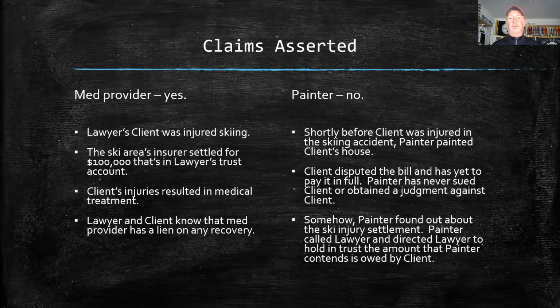So shortly before a client was injured in the skiing accident, painter painted client's house. Why did the painter paint the house in the winter? Must have been an interior paint job. Anyway, client disputed the bill and has yet to pay it in full. Painter has never sued client or obtained a judgment against client. Somehow, however, painter found out about the ski injury settlement, let lawyer know, and directed lawyer to hold in trust the amount that painter contends is owed by client. That does not trigger any duties under the rule. That is some sort of unsecured claim that is not related to the representation that resulted in the funds that are now in lawyer's trust account.